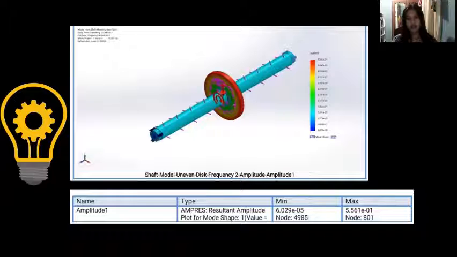So the maximum value obtained is 5.561 times 10 to the power of negative 1 amperes, and the minimum is 6.29 times 10 to the power of negative 5. So this is the movement of the shaft.